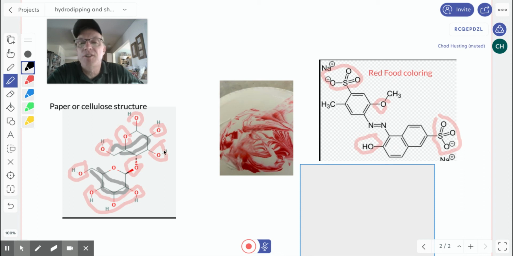So given the choice, the food coloring says to the paper, kind of, hey, I've got more places I can cling to. Likes dissolve likes. Polar and polar are going to stick together. That's what's going to help us figure out how to hydrodip.